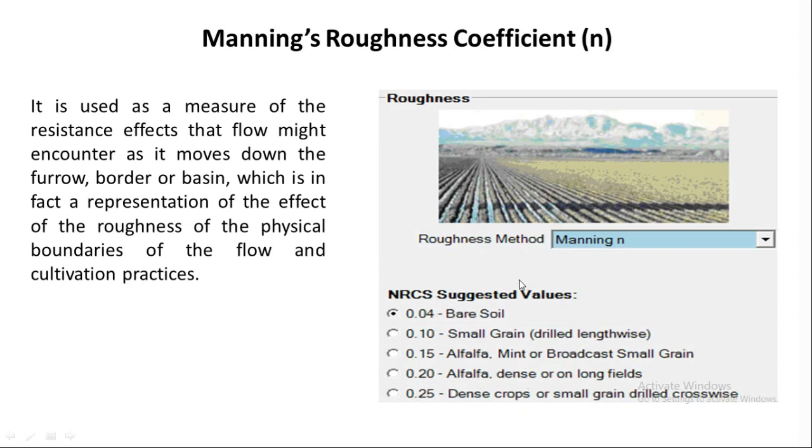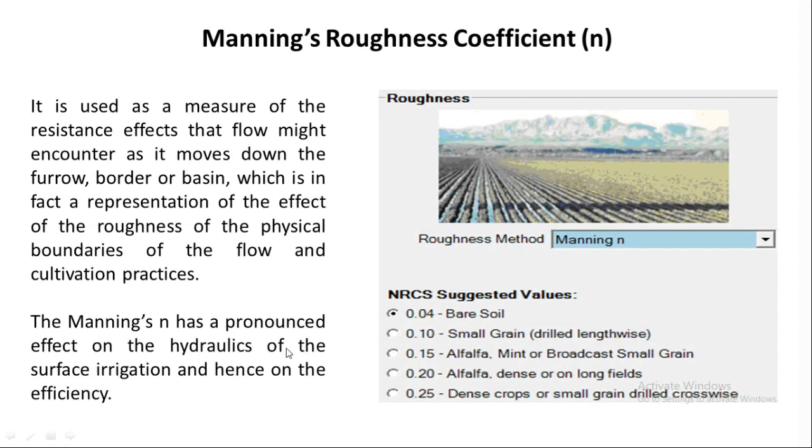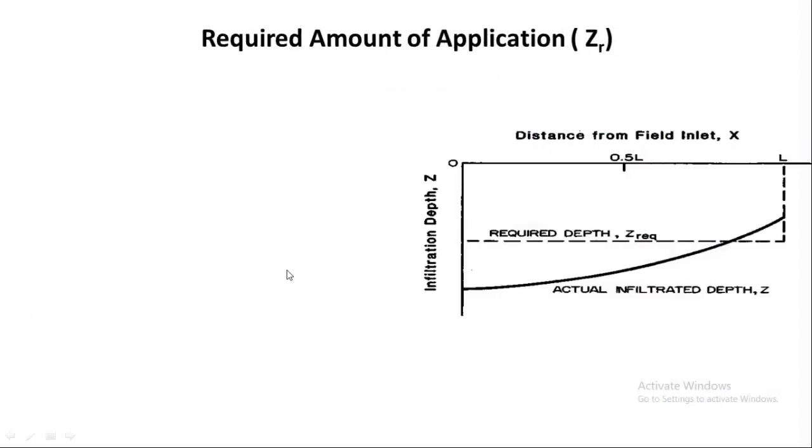So it affects the performance of the irrigation system. Manning's n has a pronounced effect on the hydraulics of the surface irrigation and hence on the efficiency. We will not be using Manning's roughness coefficient in this lecture. The examples which we will solve in this lecture do not include the roughness coefficient, but later we may use it.